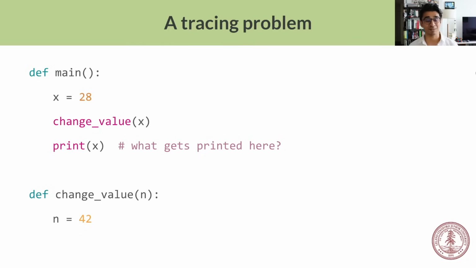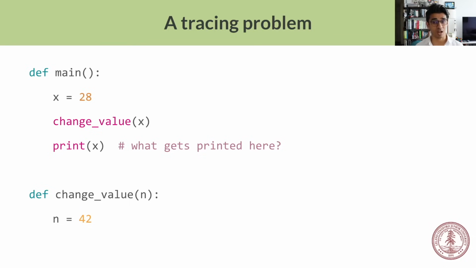Let's start with something that maybe looks a little bit familiar. Here's a program. I'd like you to take a second to think about what might get printed over here. Notice that we're creating a variable called x, setting it equal to 28. We're passing it into this change_value function, which turns the parameter into 42. And then once the function returns, we go ahead and try to print it. So take a second. What do you think is going to be printed over here?